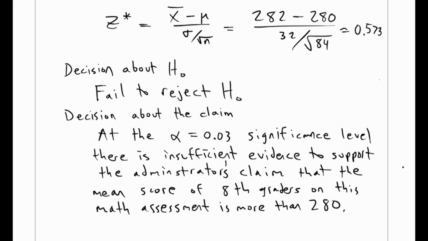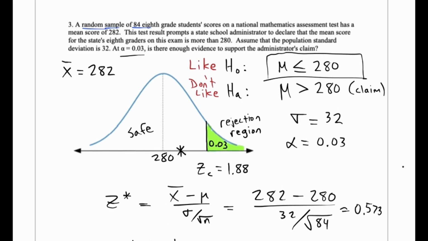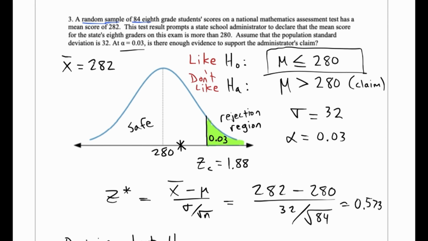Okay, so it's interesting that even though the sample mean came out to 282, it is not enough evidence from a probability standpoint to state that it is statistically significantly above 280. It could be if you were to raise the alpha level, make that rejection region bigger. But that means you're not as confident in the statement.